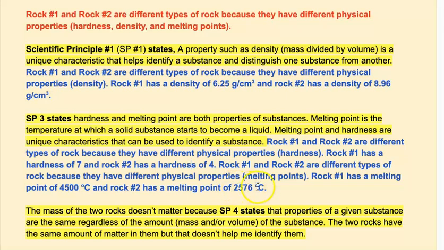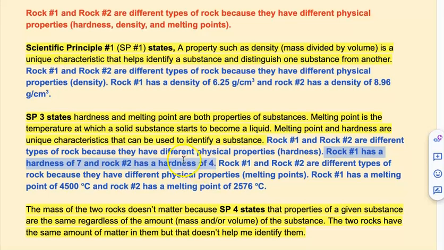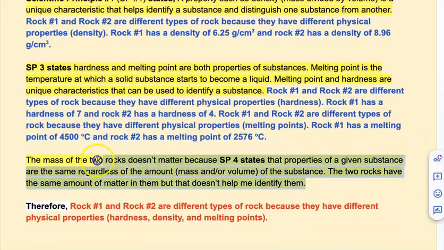Notice how I started to put in the numbers here. I put in the melting points. Right up here, I put in the actual data for the hardnesses. And I also included scientific principle number 4. Remember, it has to do with mass. Now, does mass matter? No. But in this case, I specifically say scientific principle number 4 states that mass does not matter, and I'm pointing it out. And then you have your conclusionary statement.